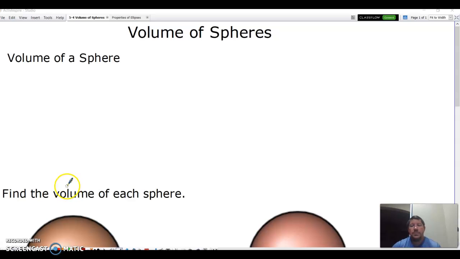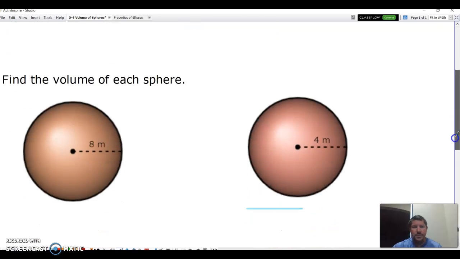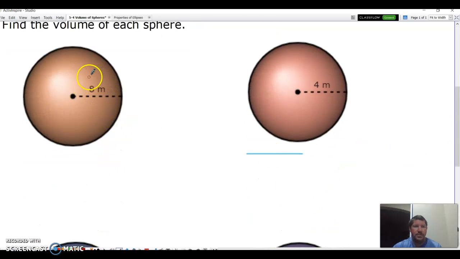Alright guys, so in this video we're going to look at the last set of volume, which would be volume of spheres. The volume of a sphere is 4/3 pi r cubed. Okay, real simple. So there's r, so my volume is 4/3 times 3.14 times 8 cubed.